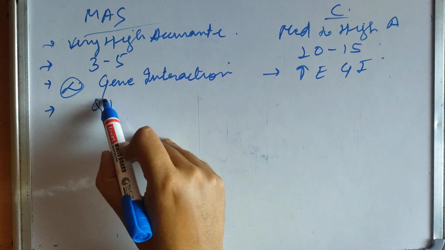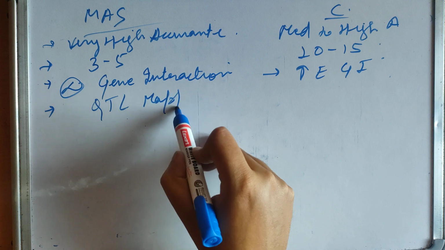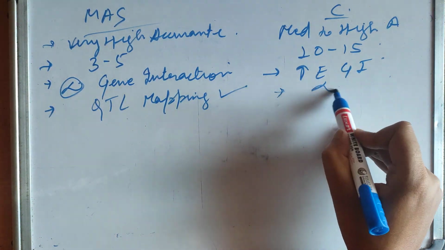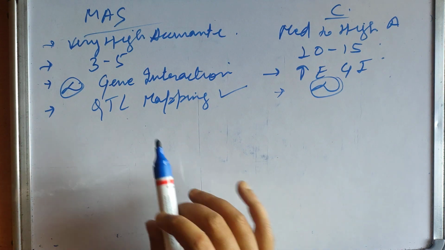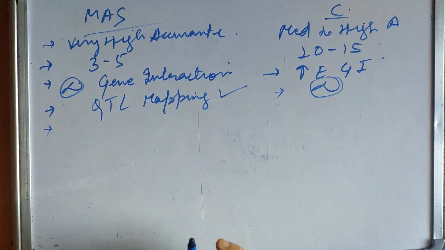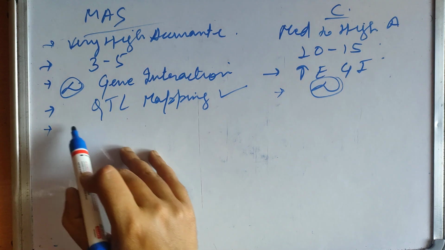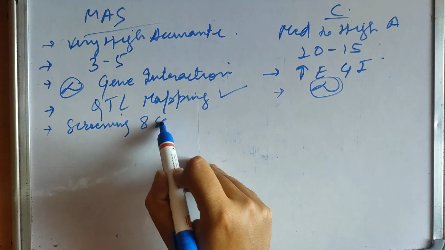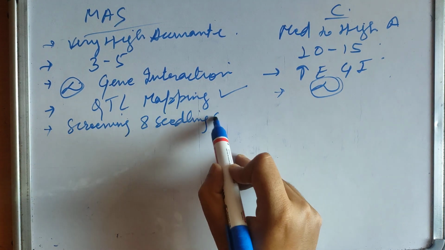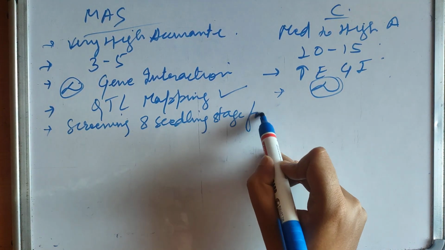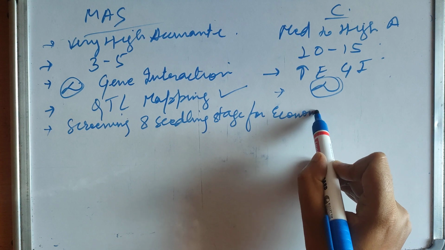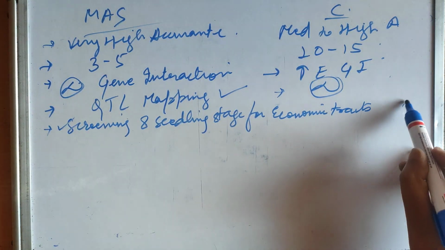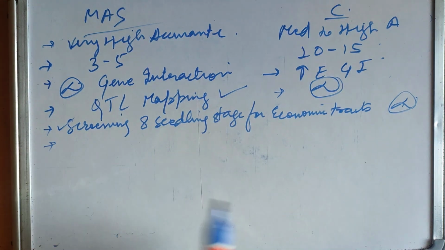Here QTL mapping is very much possible, but in conventional selection QTL mapping is not possible. Screening at the seedling stage for economic traits is possible in marker selection, but it is not possible in the conventional one.